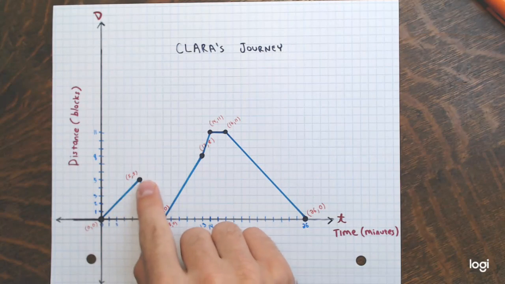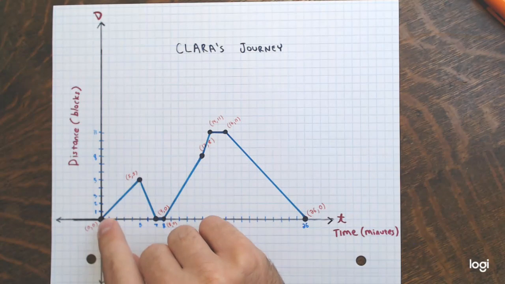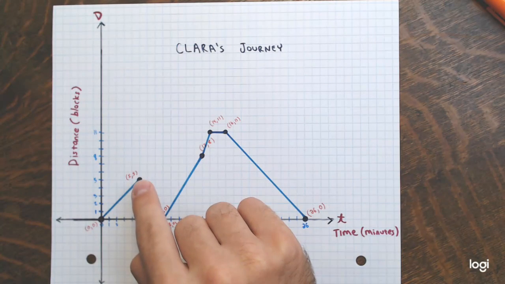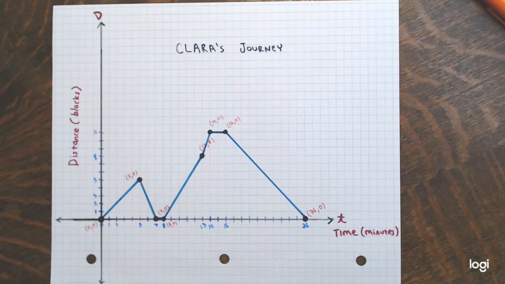If I look at this segment here, this tells me that she started at home and then went 5 blocks away from her house in the first 5 minutes. Now, I wouldn't be able to tell if she walked or jogged or ran from this, but you could probably make a guess.